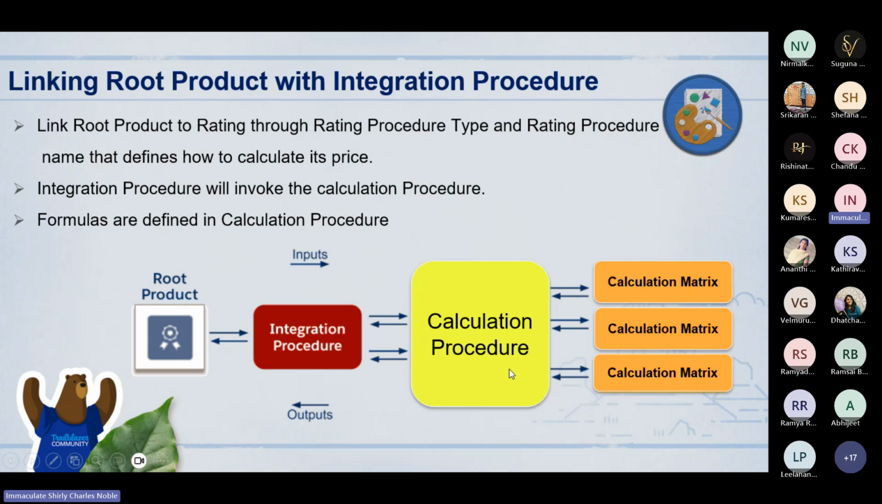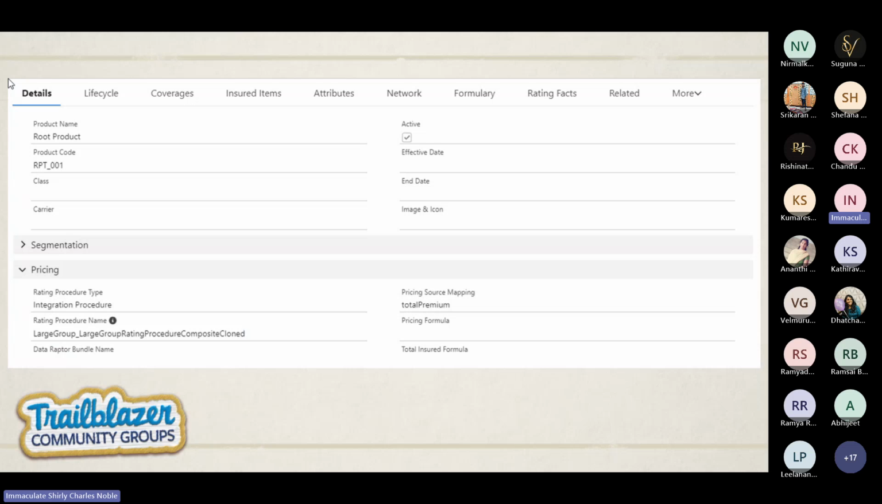So in the calculation procedure, the calculations will be processed based on the formula, and also you can make use of the aggregation functions. If we have any complex calculation, we can make use of the calculation matrix. So once we complete all the calculation, this calculation procedure will return the output value again to the integration procedure. And this IP will send the final output to the root product. So this is how this works.